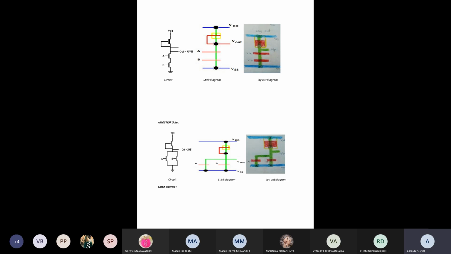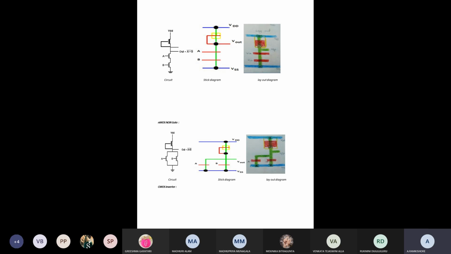After that we have to give two inputs for enhancement mode transistor. So those will be connected in series manner. That's why we draw that polysilicon in a series manner. Clear? So by following this, we can design any type of transistor diagram to stick diagram.